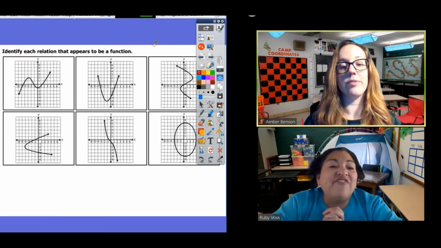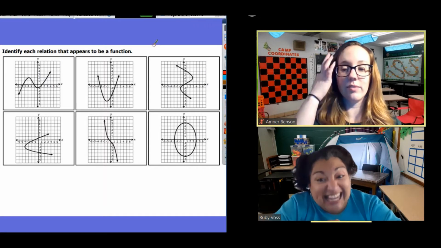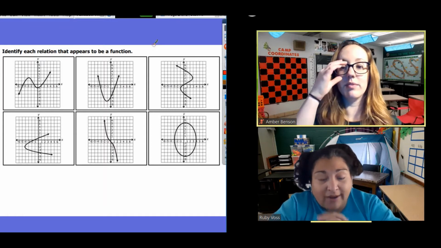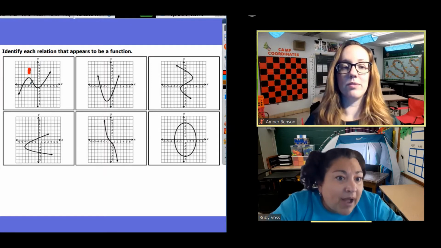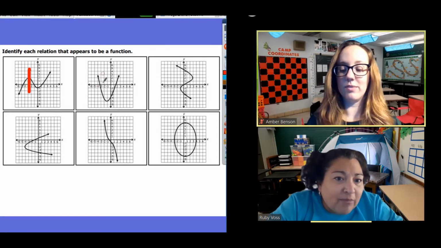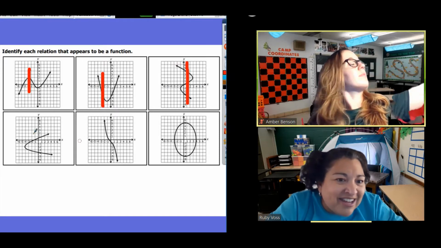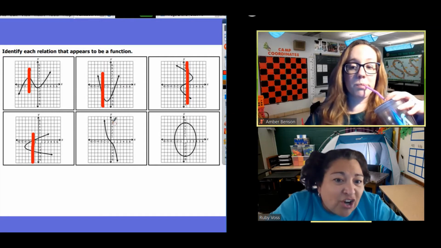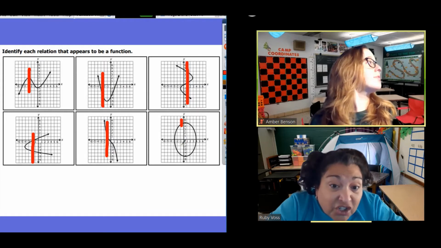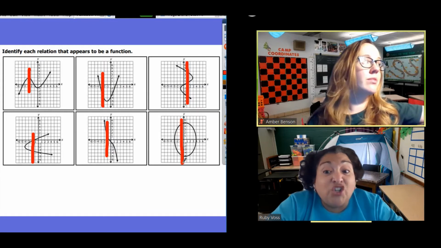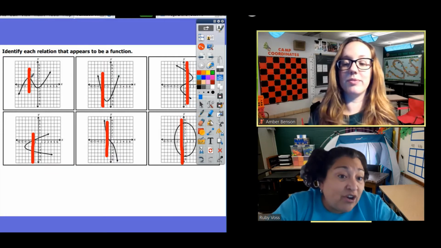This says identify each relation that appears to be a function. So if it says each, that means there's going to be more than one. I'm going to draw a vertical line on every single problem, and then we're going to go back and identify them. Because we know that in our vertical line test, if it touches the graph one time, it's a function. But if it touches the graph two or more times, it's not a function. Okay? So let's look here at the first graph.